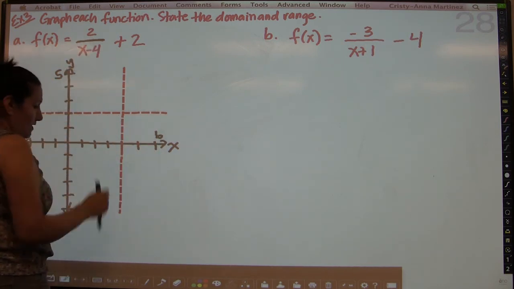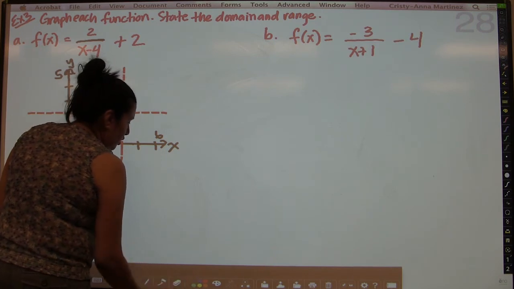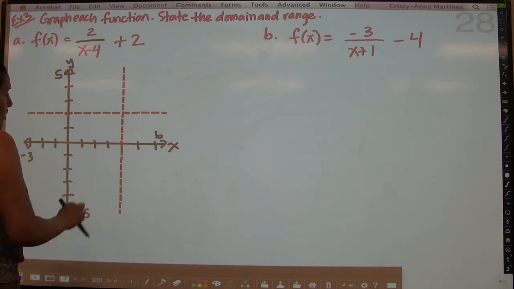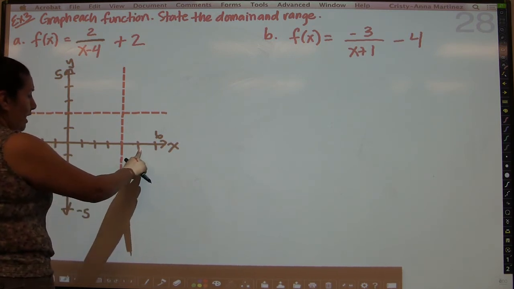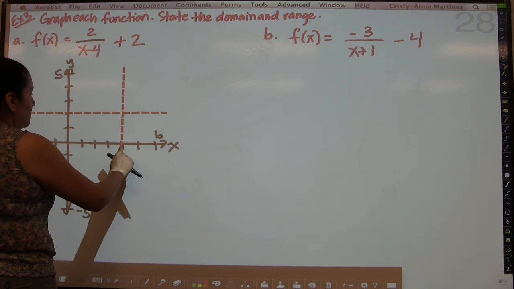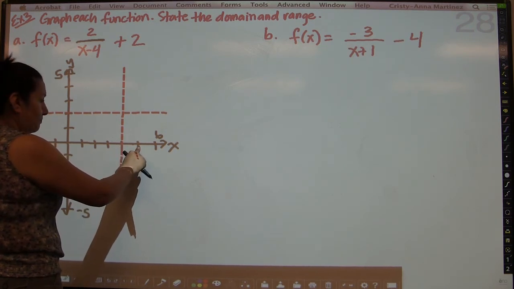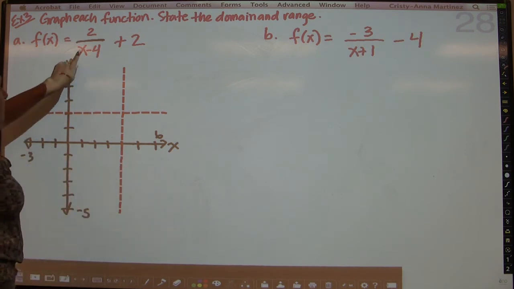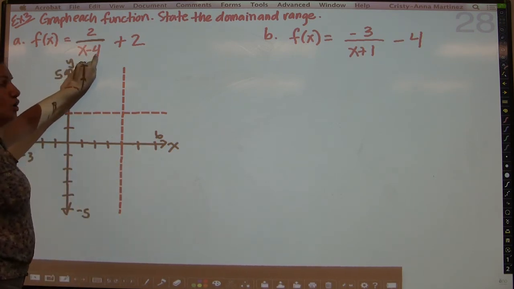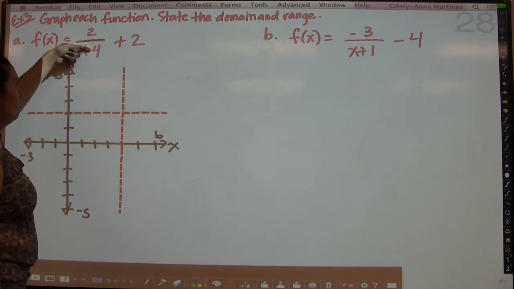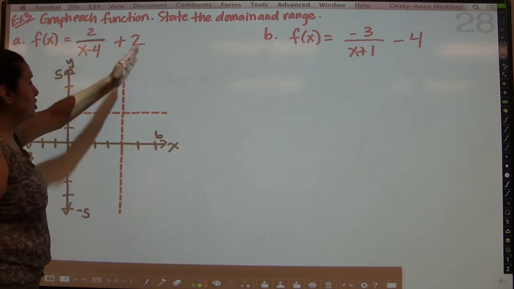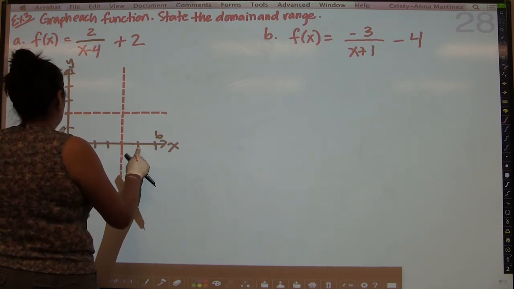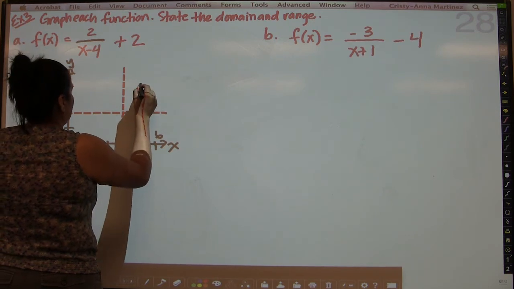But this 2, which is stretching it vertically, is going to affect my result just a little bit. So if you want, at that point, you can just, in your head or on some paper, figure out what would happen if the x coordinate was a 5 or a 6. So if it was a 5, 5 minus 4 would be 1, and you'd have 2 over 1. And then 2 plus 2 is 4. So when x is 5, y is 4. So we're going to go 1, 2, 3, 4. We'll just do it right here.